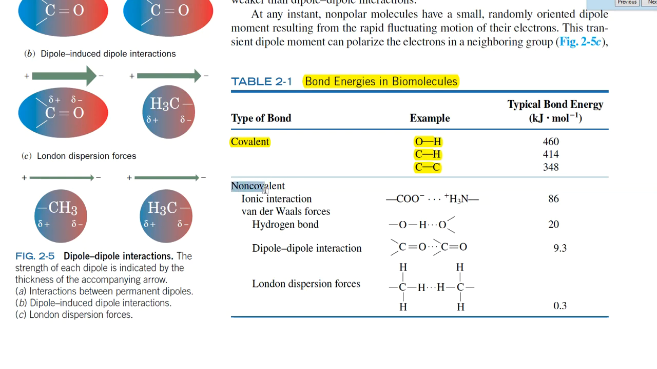Then comes the non-covalent interactions, which include ionic, van der Waals, hydrogen, dipole, and London dispersion forces. Among the non-covalent, ionic is the highest. After ionic it's van der Waals, and after van der Waals it's the hydrogen bond, which is O-H...O. So don't consider the OH as a hydrogen bond, which is under covalent bond. It is the OH with the lone pair of the other molecule that is the hydrogen bond. Then dipole interaction, then London dispersion.